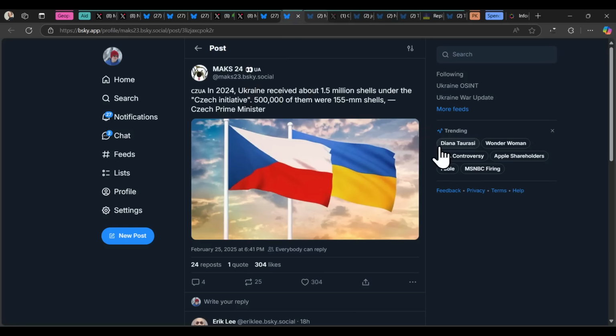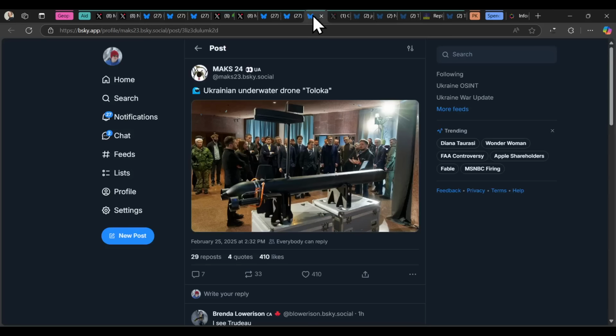In 2024, Ukraine received about 1.5 million shells under the Czech initiative. We'd already known that, but interesting that 500,000 of them were 155 mil shells. Now, it doesn't necessarily mean that the other million were 152 mil shells, which would be Soviet era shells, because you can get 105 mil, 122 mil. You can get all sorts of different caliber of barrels and munitions. So yeah, I don't know, but I assume that means they're also procuring an awful lot of 152 mil shells, Soviet era stockpiles, for the Ukrainians as well.